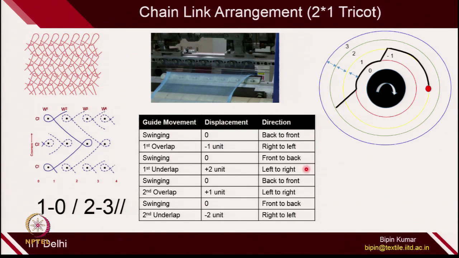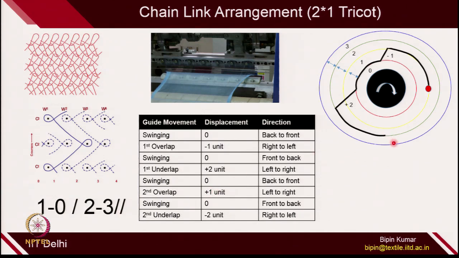Okay. Once underlap is completed, it stays at the 2 position and does the swinging to go to the front side of the needle. So, now it is doing the swinging on the front side of the needle and it reaches the front side of the needle. After swinging, now it is going for the overlap in the second course. So, the overlap is 2 to 3 unit, which is +1 unit.